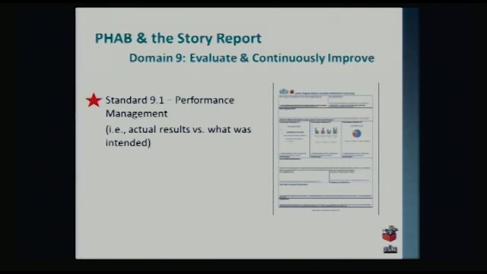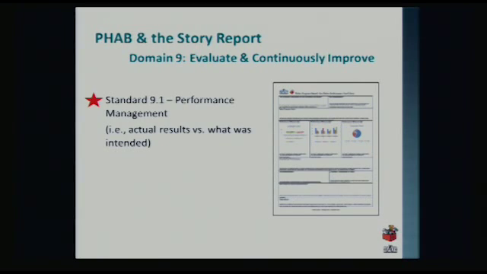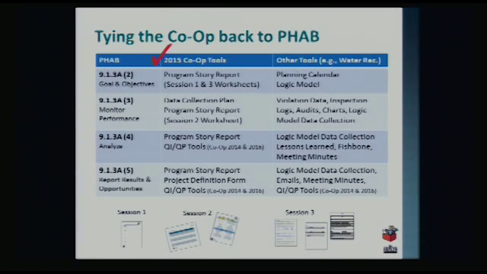So I'm going to start here for just a minute. Remember that we're talking about Domain 9. The standards, the public health standards, are divided into chapters or domains. Domain 9 is all about evaluation and continuously improving. And we're specifically addressing Standard 9.1, which is performance management. And so we're wanting to make sure that we can meet all of those things that we're measured against for that. So what I've got here is a chart. We're going to be going through this, and the left-hand column is the particular measure from FAB, and then we'll be going through the middle column and then the right-hand column separately.